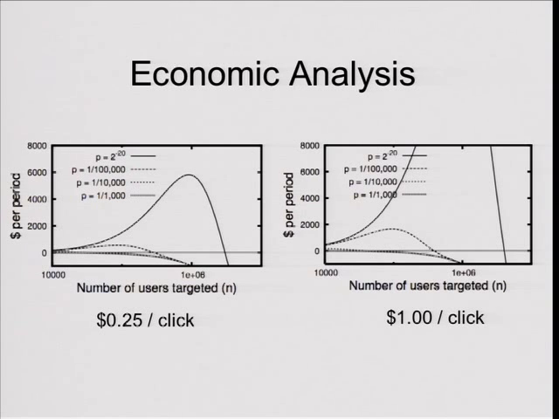And you could see that if he targets too many users, well, his profit goes very small on average. So this is the expected profit. He would be best off maximizing it around here for the 1 in a million attack, in which case he would earn almost $6,000 per instance of the attack.